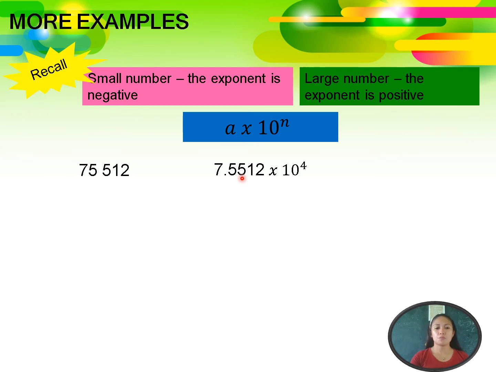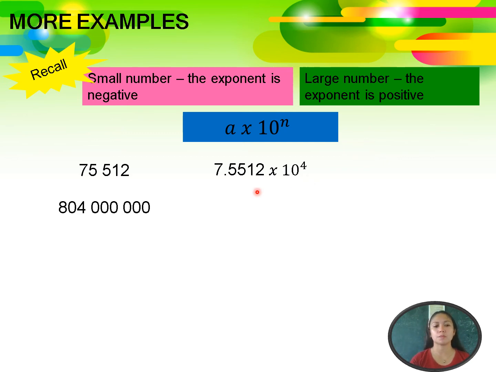But it could be greater than 1 or equal to 1 times your 10 is constant and your n is the number of movements. So that is 1, 2, 3, 4. So it's positive 4 since 75,512 is classified as a large number.